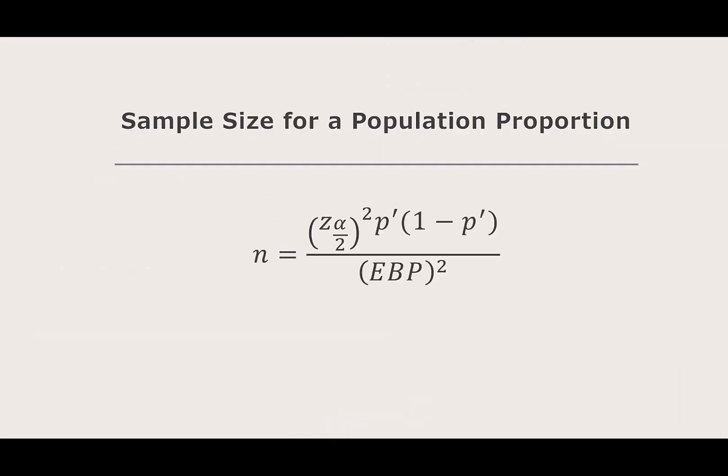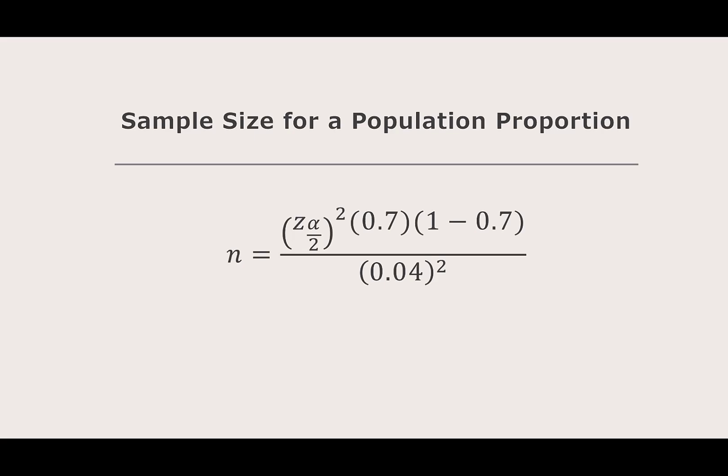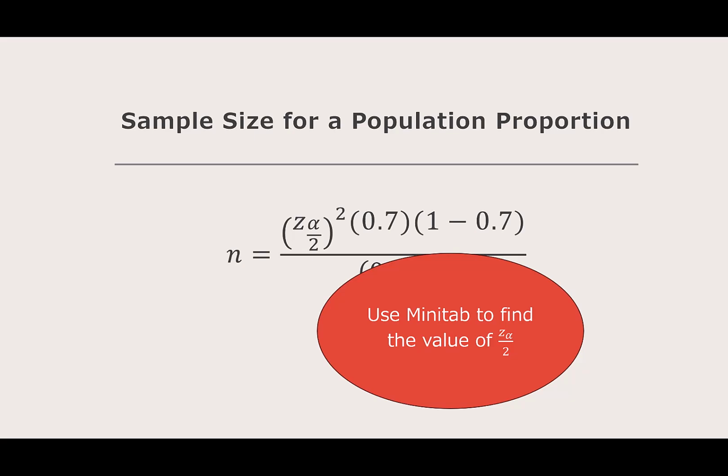The equation we use to find the sample size is n equals z alpha over 2 squared times p prime times 1 minus p prime, over the error bound of the proportion squared. In this case, p prime is 70%. Our error bound of the proportion is 4%. Right now, this gives us that n is z alpha over 2 squared times 0.7 times 1 minus 0.7 over 0.04 squared. We are going to use Minitab to find the value of z alpha over 2.